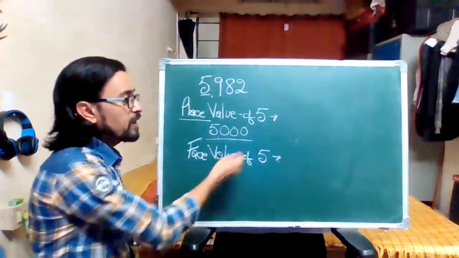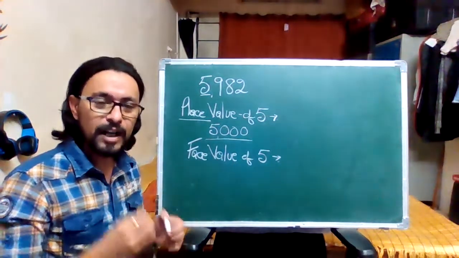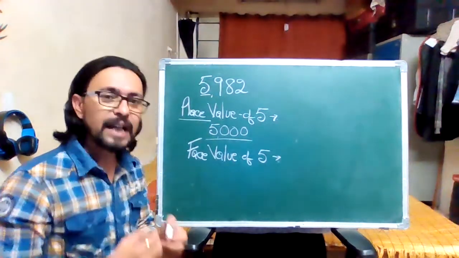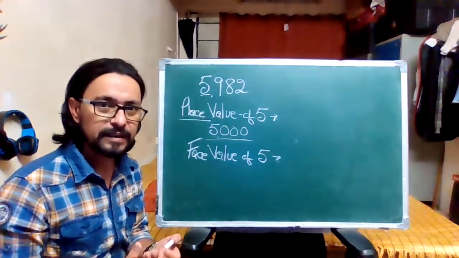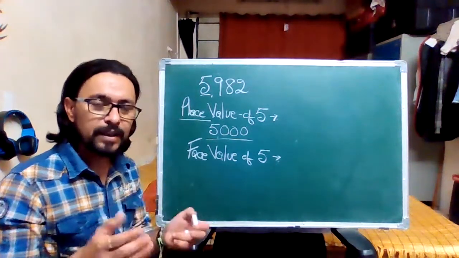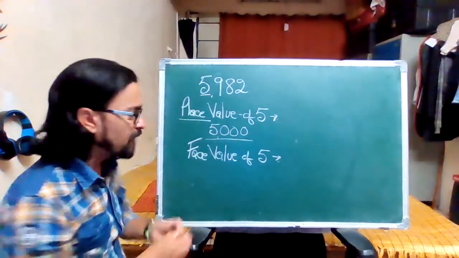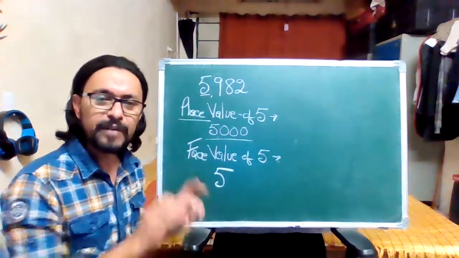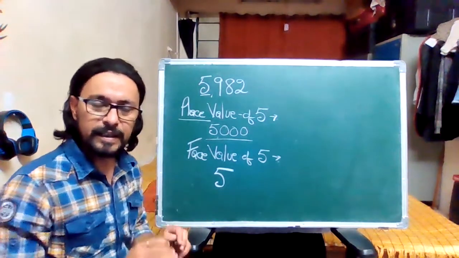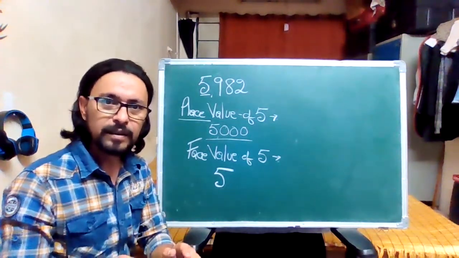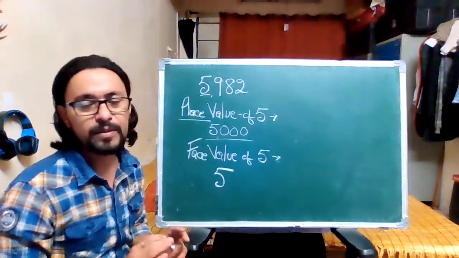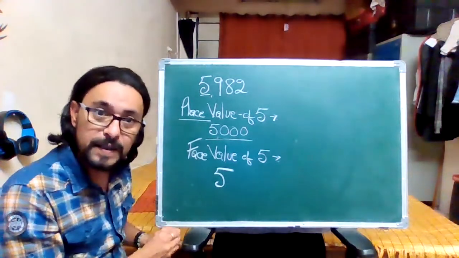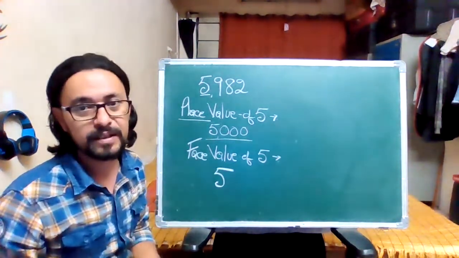Similarly, if I'm talking about the face value of 5, face value of 5 means how does a 5 look and how does a 5 pronounce. Whether it's India, America, or any other country, all over the world, 5 is written this way and no other way. Everybody writes 5 like this. In India, in Australia, in America, in the whole world, 5 is written this way. So the face value of 5 is 5, the way it looks and the way we pronounce it.